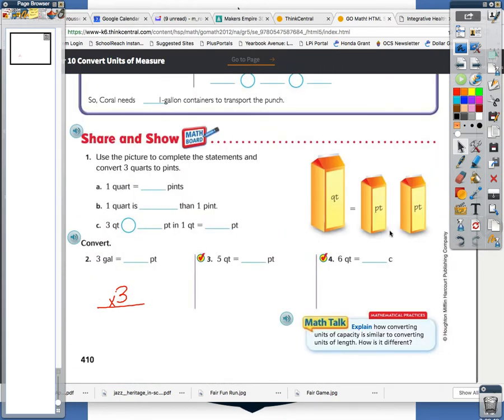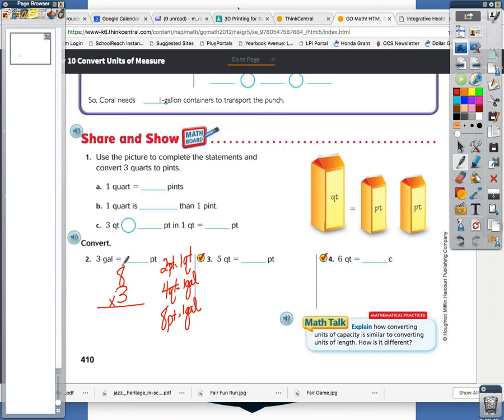Using that information, if we go back to the problem, we can see from the chart that there are 2 pints in 1 quart, and there are 4 quarts in 1 gallon. Those are the 2 pieces of information we would use. So that tells us if there are 4 quarts in a gallon and there are 2 pints in each one of these 4 quarts, 2 times 4 would give us a total of 8 pints in 1 gallon.